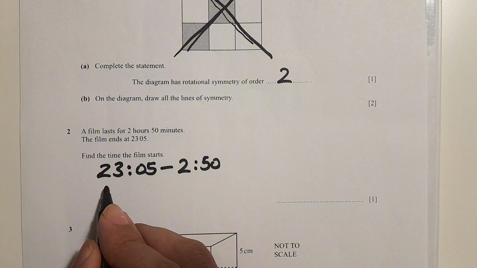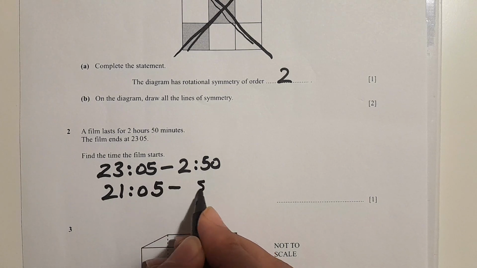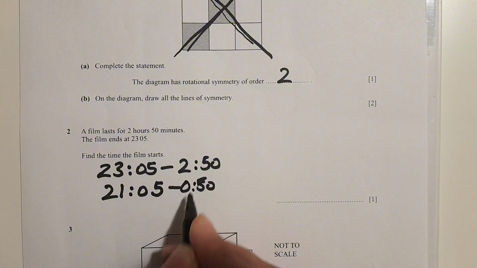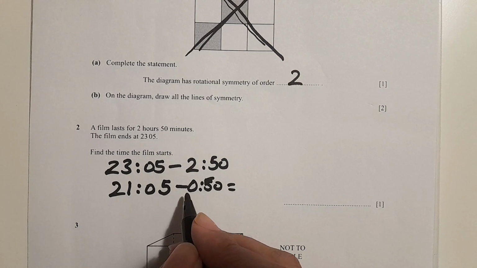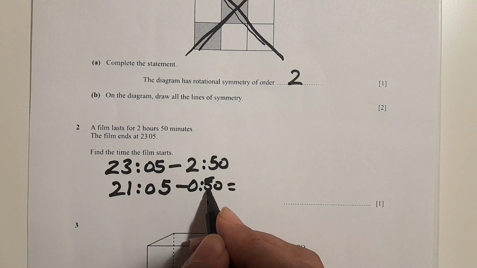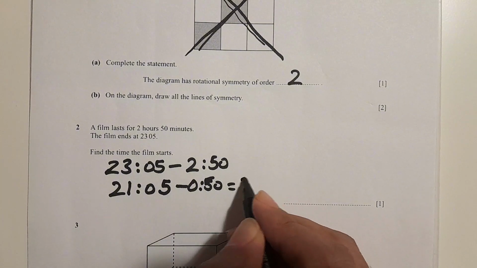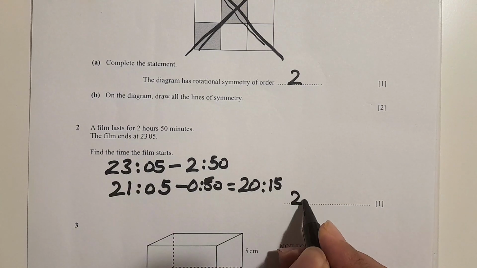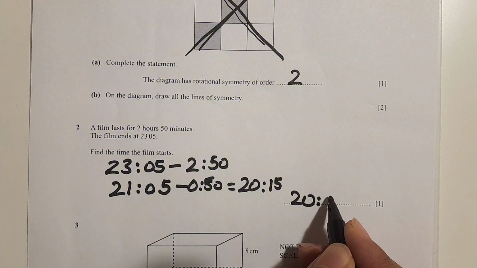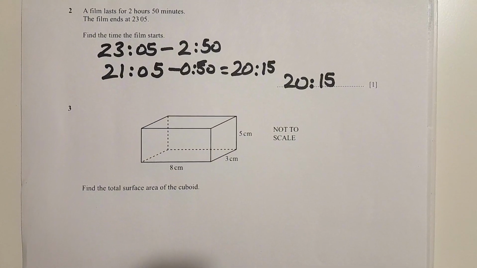So what we will do is 23:05 minus 2, which will be 21:05, minus 50 minutes. So this will be 21:05 minus 50. So this will be 21, and here 50, because of 50 we have subtracted already 5, so it will be 45. So 21 minus 45 will be 20:05. So the time the film starts is 20:05.